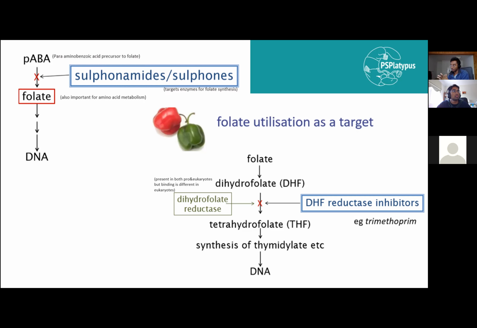On the right, we have another type of folate inhibitor. But in this case, this is after the formation of folate, before the formation of DNA. This is an enzyme called dihydrofolate reductase, which is used to convert DHF to THF. And the inhibitor would be a dihydrofolate reductase inhibitor, for example, trimethoprim.